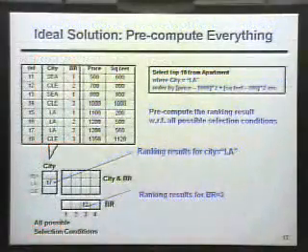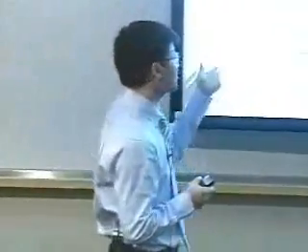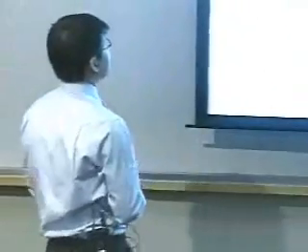So we start from an ideal solution. How about if we pre-compute everything? Everything is pre-computed and stored in the database, and when there's a query, we just fetch it. So this is the best scenario we can do.